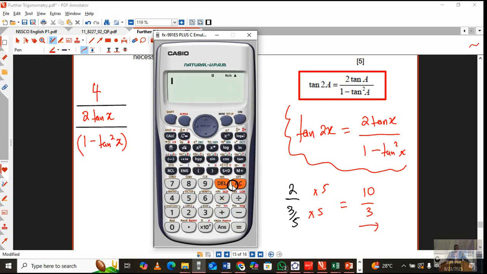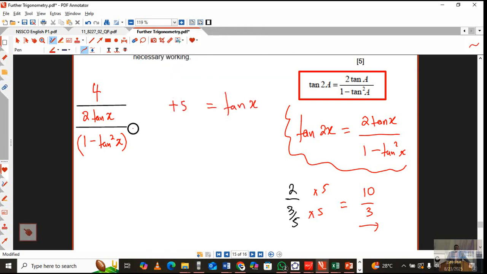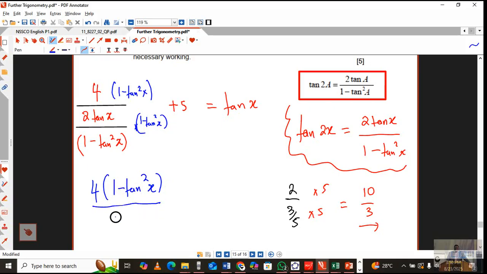Okay, so what does it mean? Here, I'm going to multiply the top number by that 1 minus tan square x. And I'm also going to multiply here by 1 minus tan square x, just to write that complex fraction better. So it's 1 minus tan square x now, and now it's over 2 tan x. Okay, these two things are equivalent. Plus 5 equals tan x. All right.